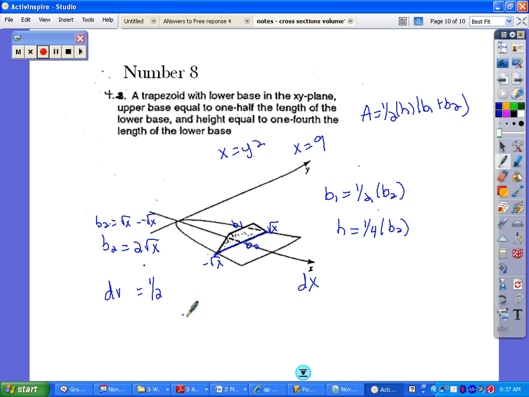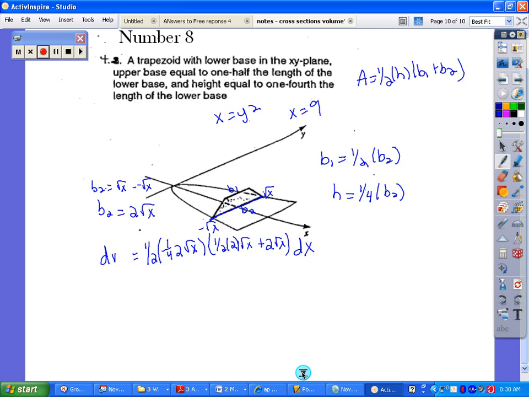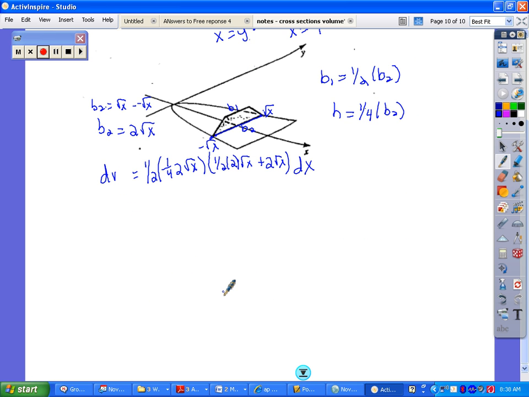So we have 1/2, we need the area across. So the height is 1/4 times 2 square root of x. Then we have b1, which is 1/2 times 2 square root of x. And then we're going to add b2, which is just 2 square root of x. So we have to integrate this whole thing, but we're going to simplify it first because even in your calculator with all the parentheses, we might mess this up.